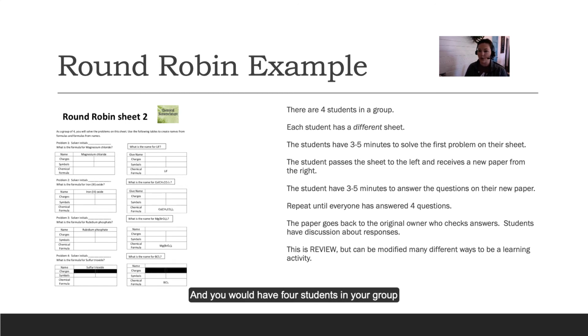So the round robin example that I have for you is actually for chemistry. You would have 4 students in your group. Each student gets a different sheet of chemical nomenclature, okay? The students then have 3 to 5 minutes to solve the very first problem on their sheet. They don't move on, they solve it and then stop. Once those 3 to 5 minutes are up, the student passes the sheet to the left and receives a sheet from the right, and this is a different sheet. They then have 3 to 5 minutes to answer that question on the new paper, and then they pass that sheet, get a new one, answer it, pass the sheet, get a new one, answer it, until everybody in the group has answered 4 questions. All of the questions will be different.